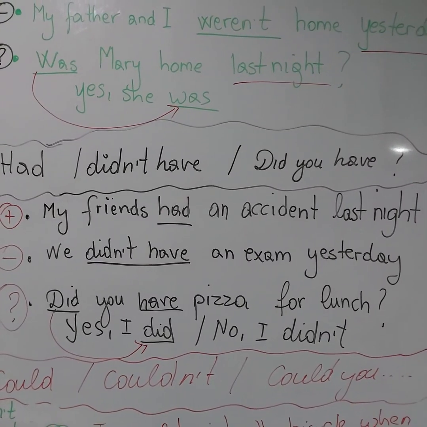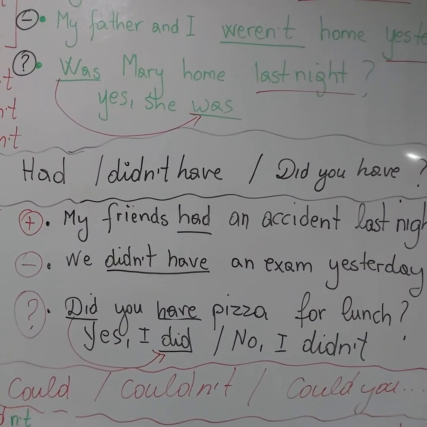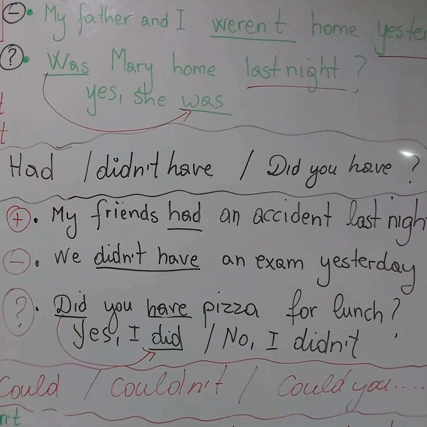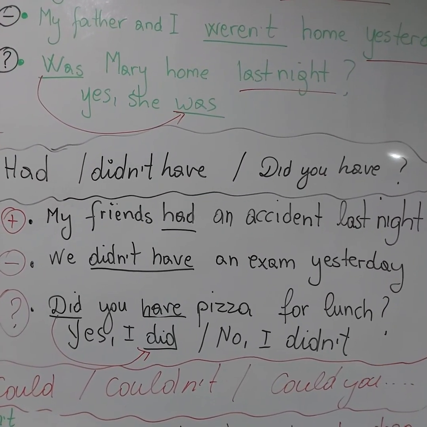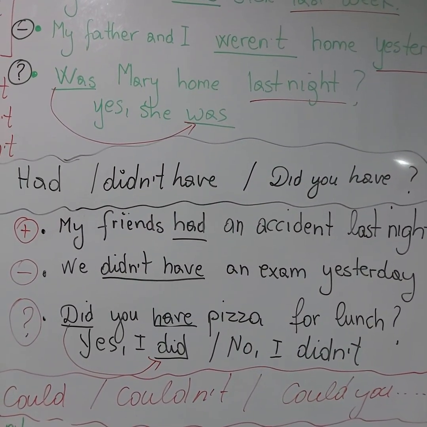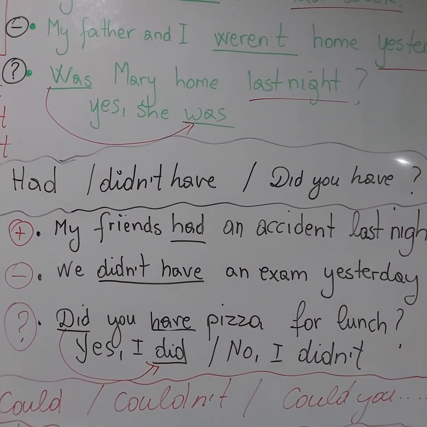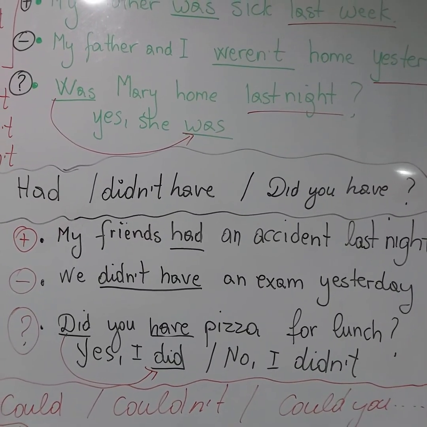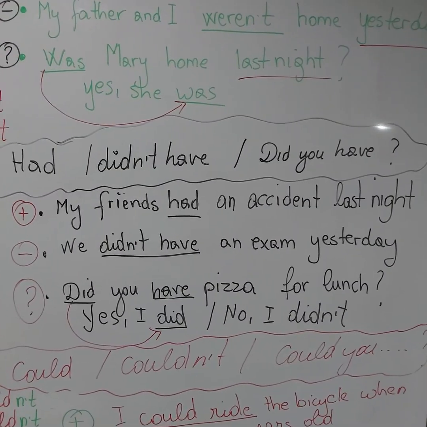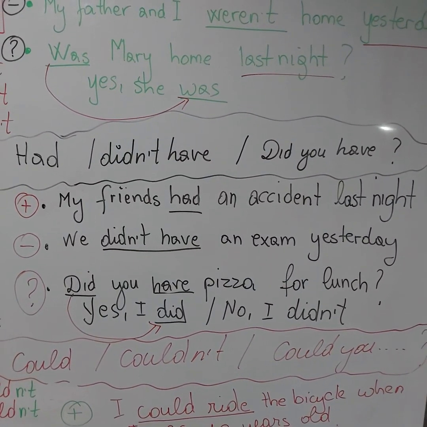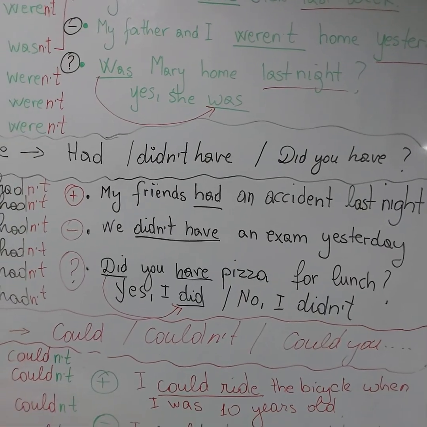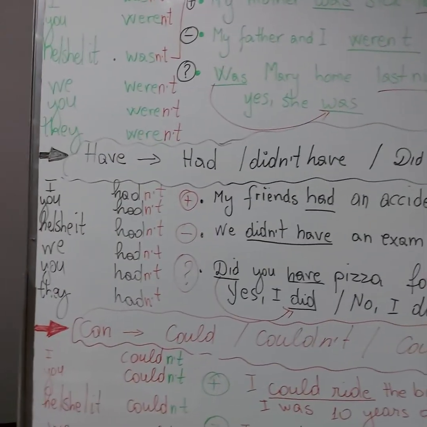Let's see the question. How do you make questions in the past simple? When you have the verb have, the questions are made using did. For example, did you have pizza for lunch? Yes, I did. No, I didn't. Or if you make another example, did people in the past have TVs? No, they didn't. Or maybe yes, they did, but not the ones that we use today.